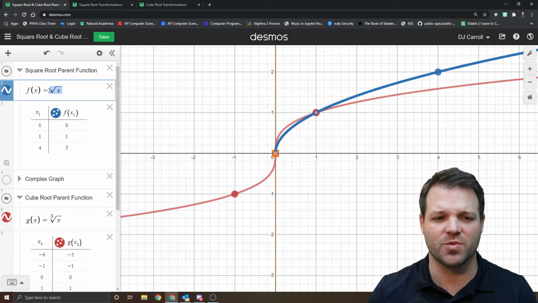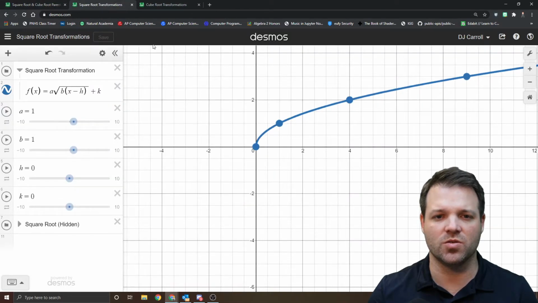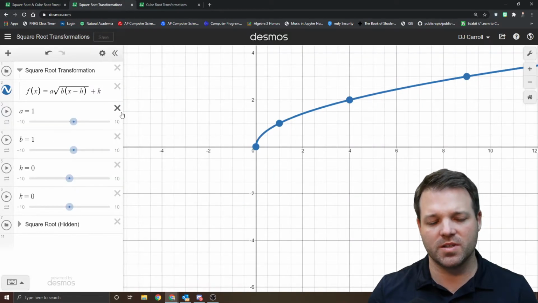All right, so let's go ahead and start transforming these, right? Because these are very simple. The square root of x and the cube root of x, there's really no change going on. So let's go ahead and see what it looks like to make changes. So we're going to do these one at a time.